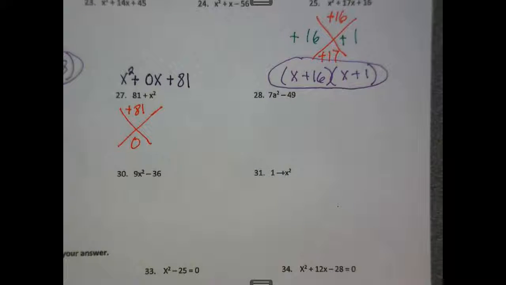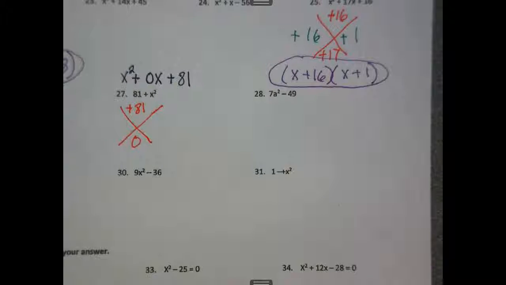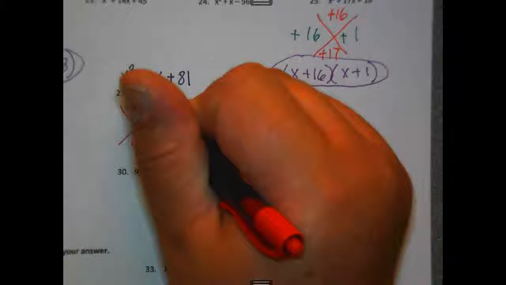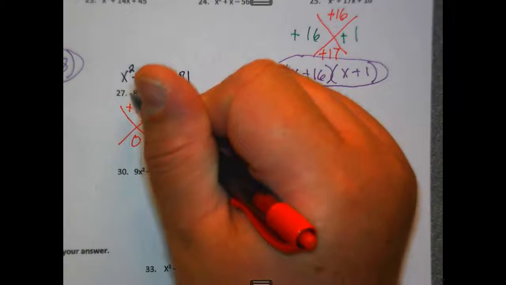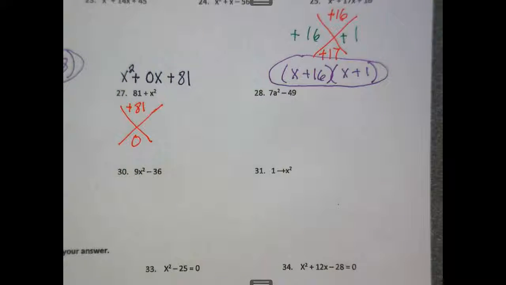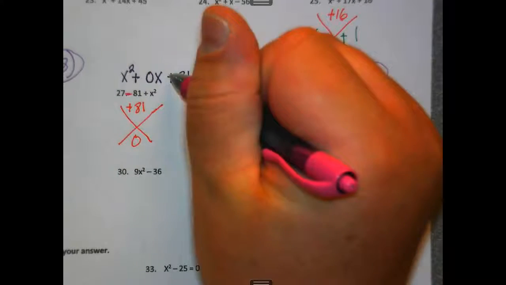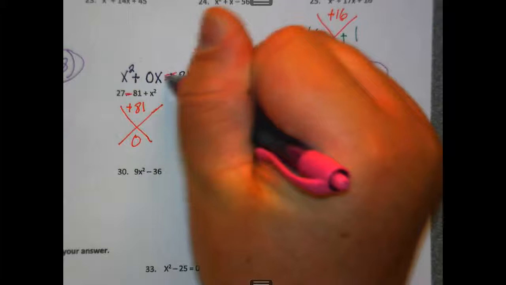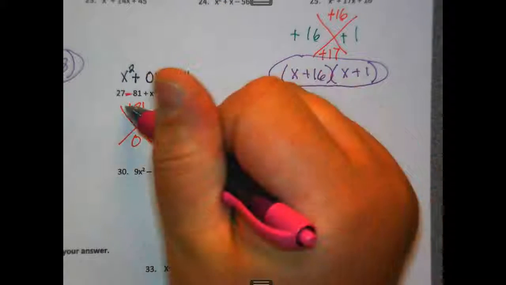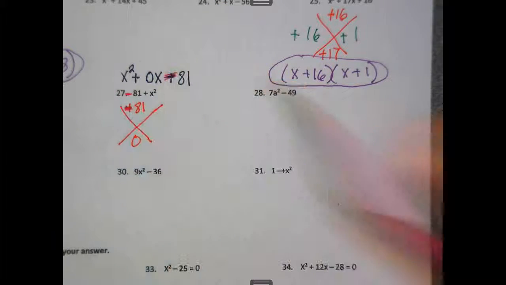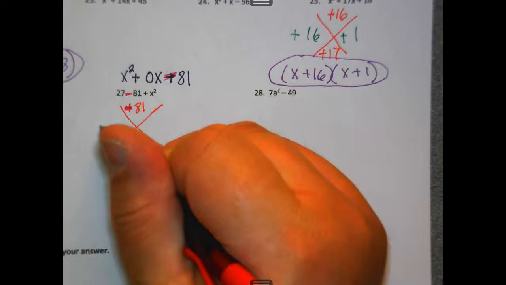Two numbers that multiply to 81 and add up to 0. Let's make this a minus 81, because this won't work otherwise. We need to make this a minus 81. That means we have a plus and a minus.